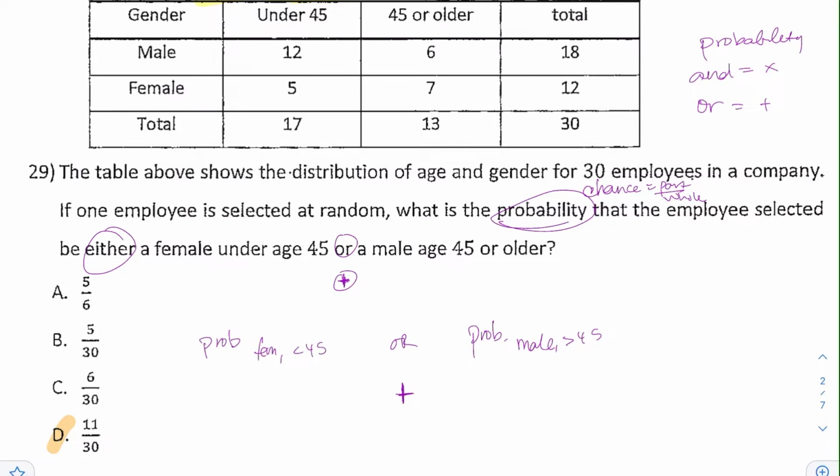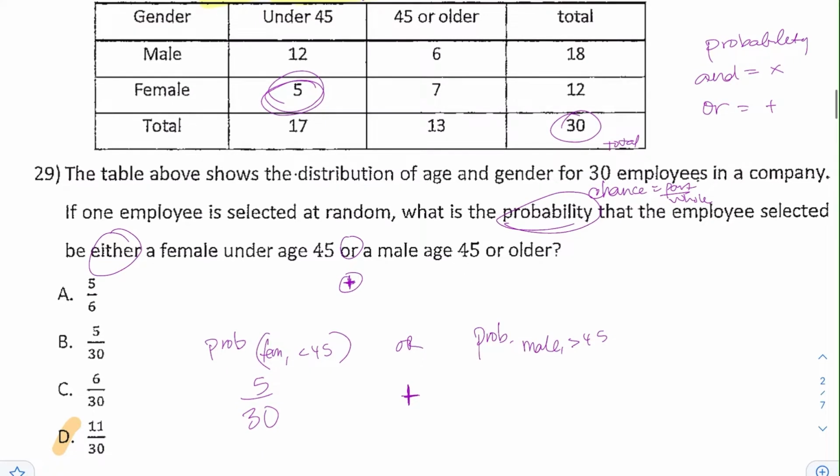So the chance of selecting a female under 45 is over here, 5 out of the total of 30. And you're going to be adding that to the probability of getting a male over 45, which in this case is a 6, over, again, the same total of 30. When we add these together, you have 11 over 30. So 11 of these 30 employees will fit the criteria of either a female under 45 or a male over 45.